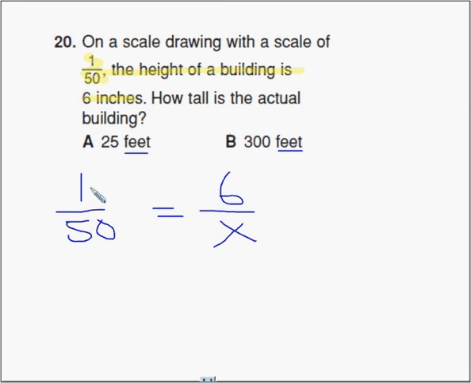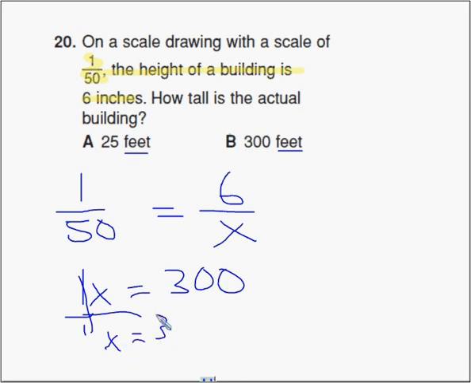So 1 times x equals 50 times 6. Well, 5 times 6 is 30, so 50 times 6 is 300. So how do I figure out what x equals? 1 times x is 300. I don't need to do this, but I can divide this side by 1. That cancels out, and 1x is equal to 300 feet. There we go.